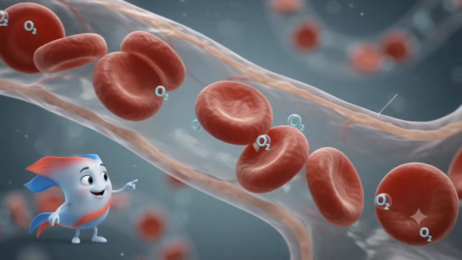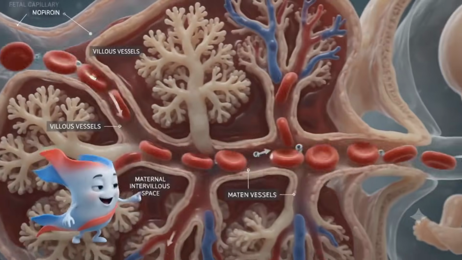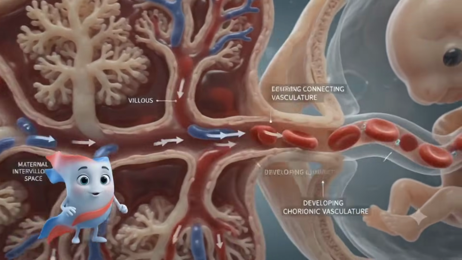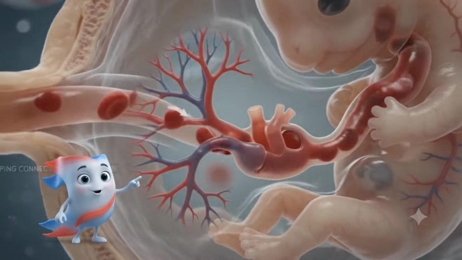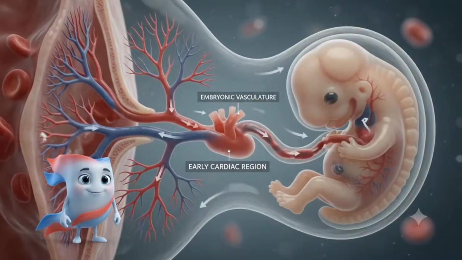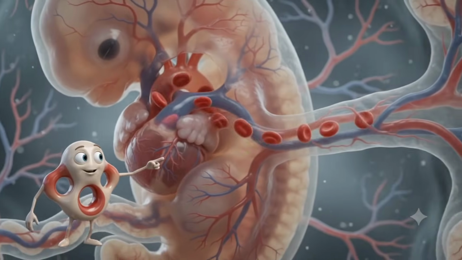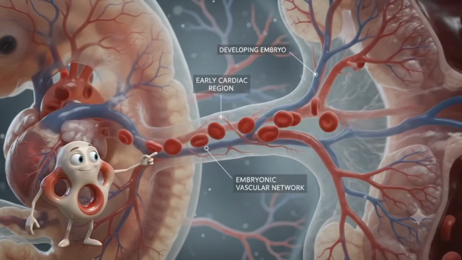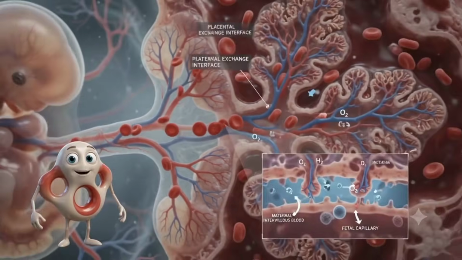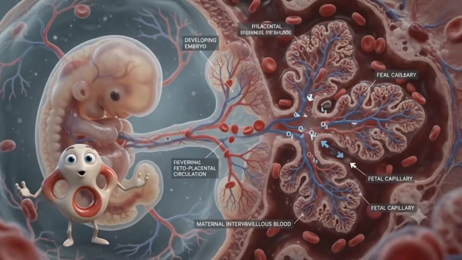Once oxygen has entered the fetal capillary network, the oxygenated fetal blood continues through the developing chorionic vessels and the early cardiac region. These growing vascular pathways are becoming more organized. Maternal and fetal blood remain separate in purpose. This is only the beginning.